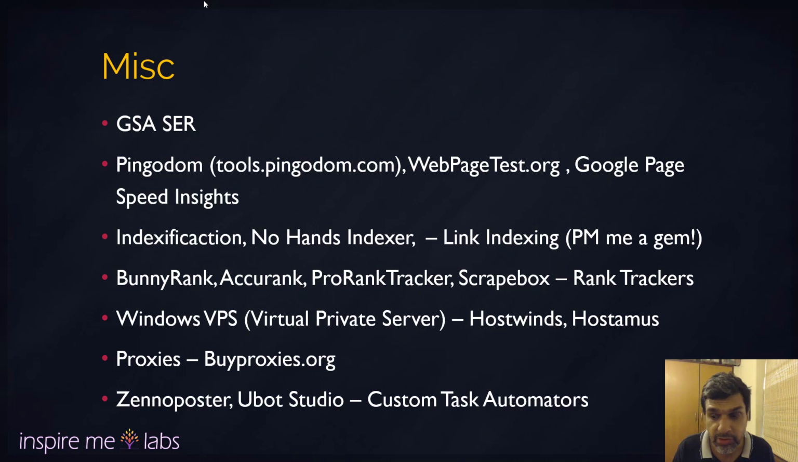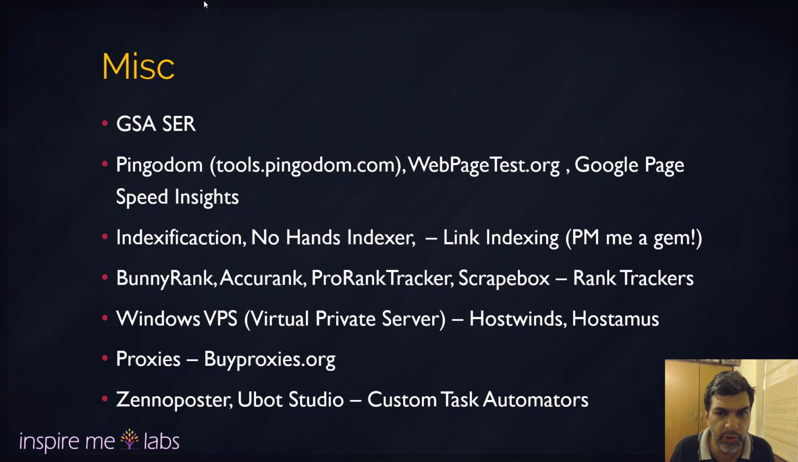And a lot of the people who are selling gigs on Fiverr, who sell like 50,000 links for $5 and $10, are using GSA. It's a one-time fee. It's about $50, and you can run it on a remote server.